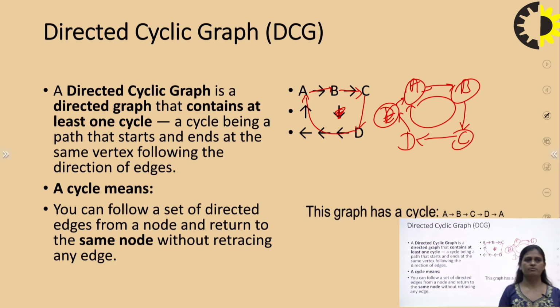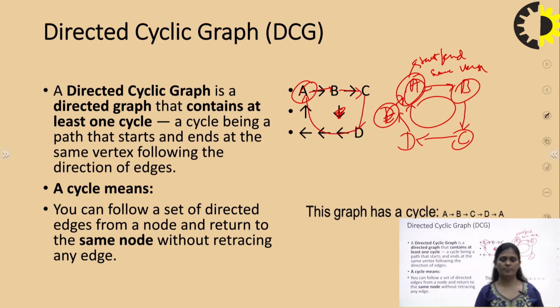A cycle is a path that starts and ends at the same vertex. In this graph, the path starts and ends at the same vertex. A cycle means you can follow a set of directed edges from a node and return to the same node without retracing any edge.